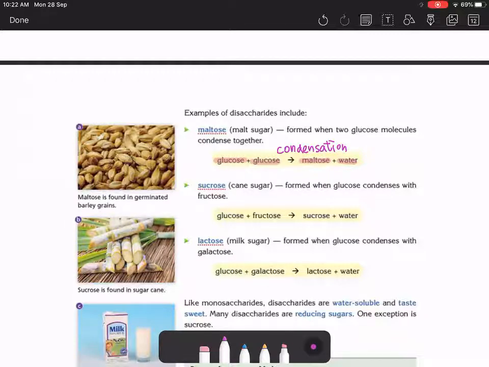Similarly, if glucose combines with fructose, another sugar called sucrose and water will form. Also condensation. The last one: glucose and galactose combine together to form lactose and water. So the disaccharides are maltose, sucrose, and lactose. They are examples of disaccharide, and they are all formed by condensation.